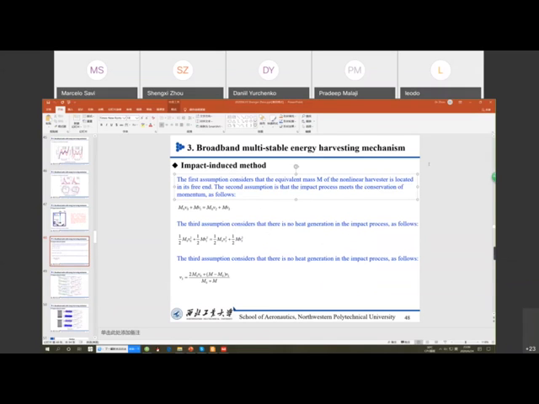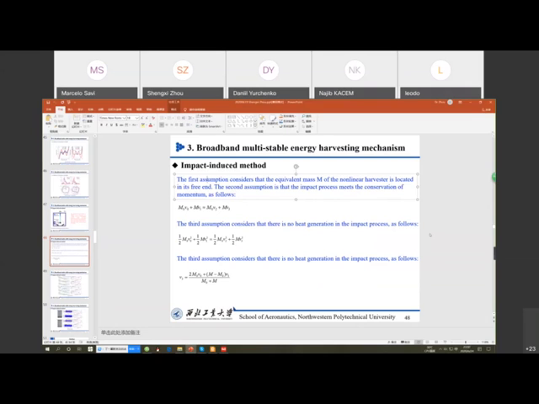Thank you very much for the response. I was just wondering about the robustness of this method. How robust is it in terms of tuning the basis of attraction with the impact?